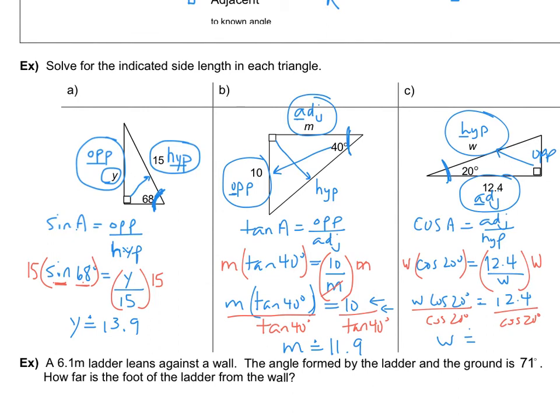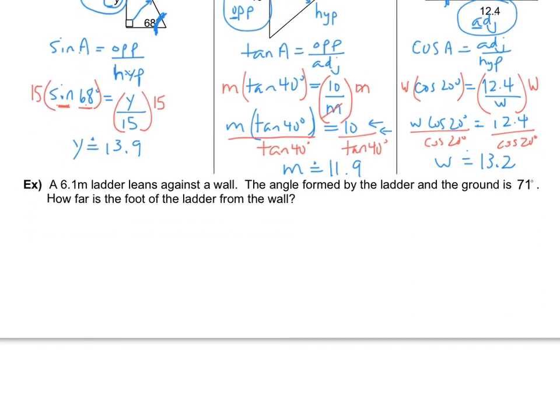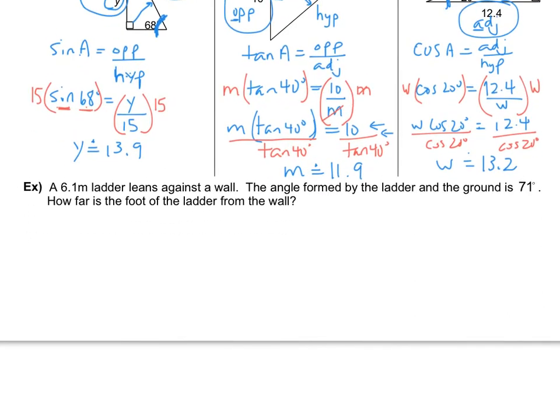12.4 divided by 20 cos equals 13.2 when I round that carefully. 13.2 units. Hypotenuse has to be longer than the other sides. That makes sense. It is longer. All right, word problem here. A 6.1 meter ladder leans against a wall. The angle formed by the ladder and the ground is 71 degrees. How far is the foot, the bottom of the ladder, from the wall?